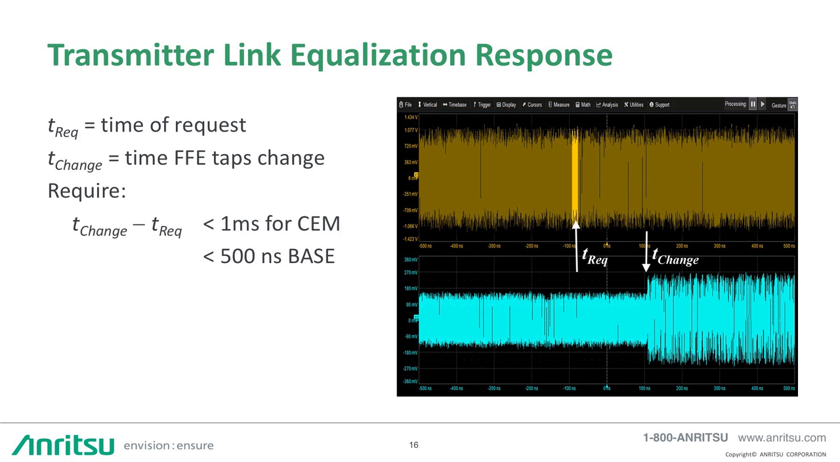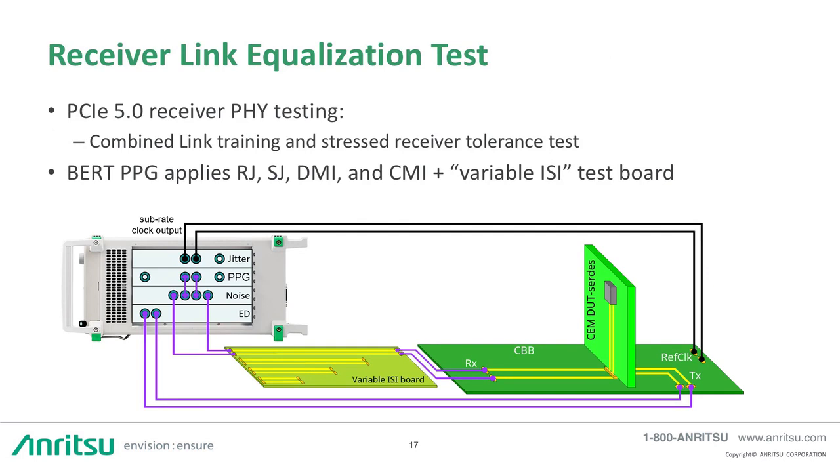PCIe Generation 5 receivers have only one compliance test at the PHY level. The reason for this is that the link training test and the stressed receiver tolerance test are both evaluated at once by using a stressed signal in the link equalization test.